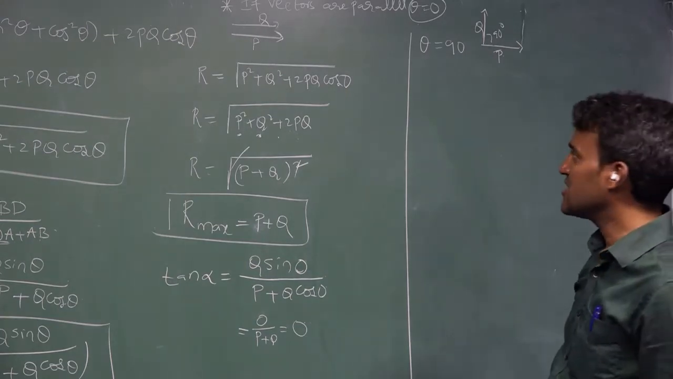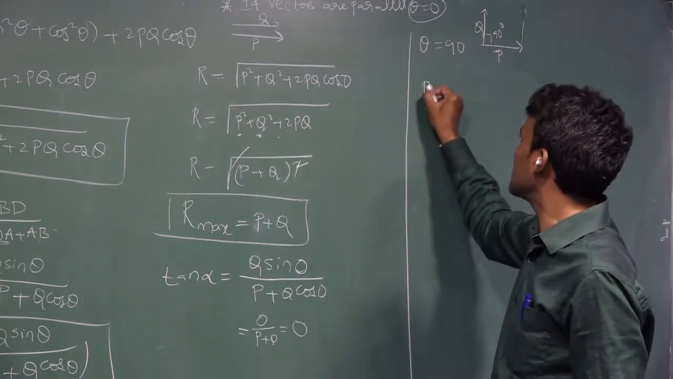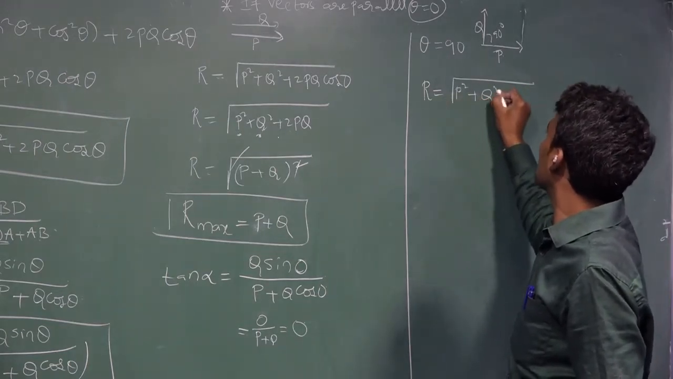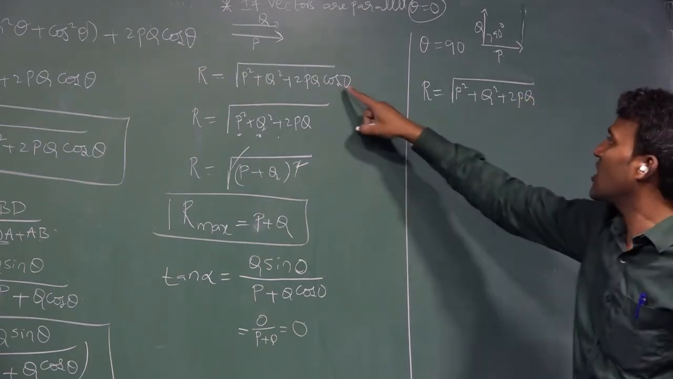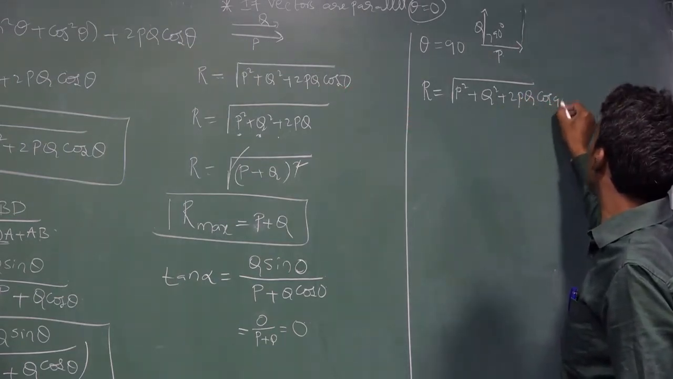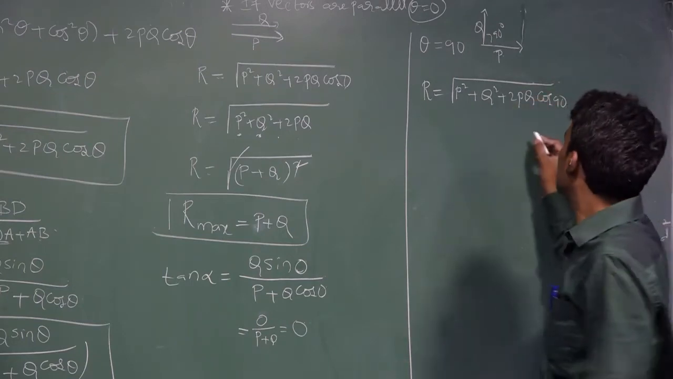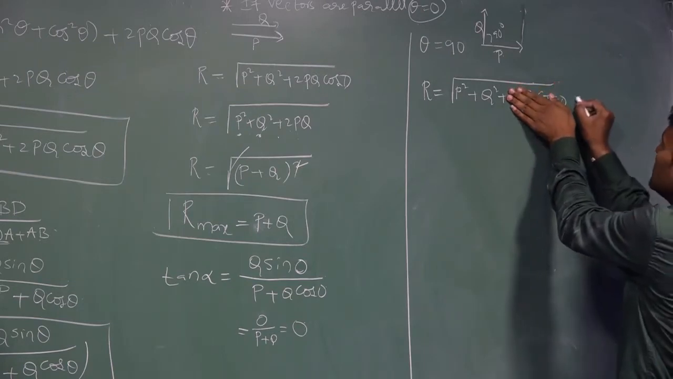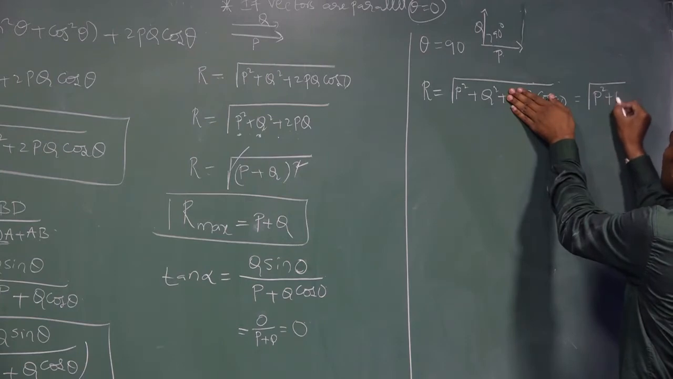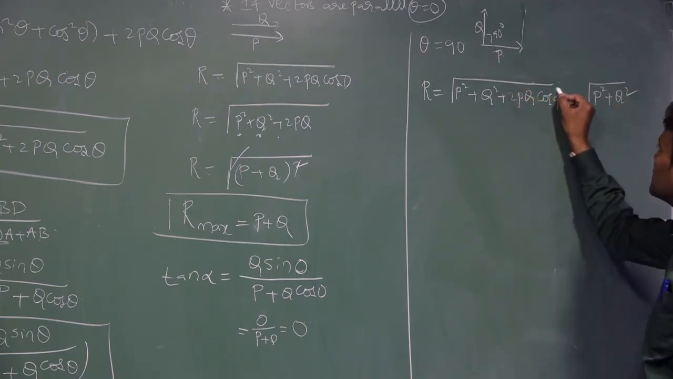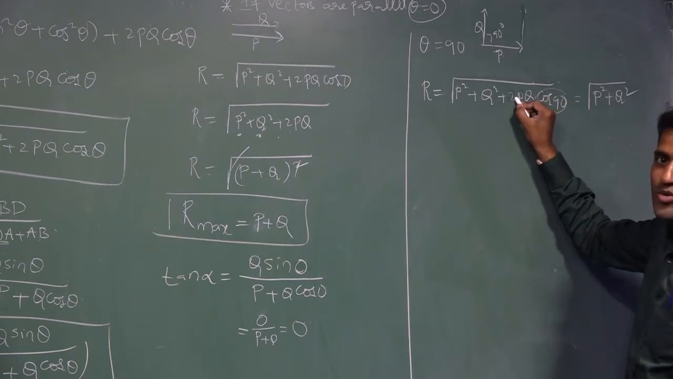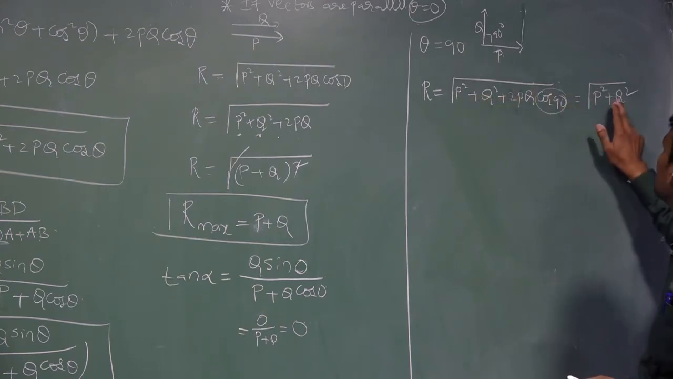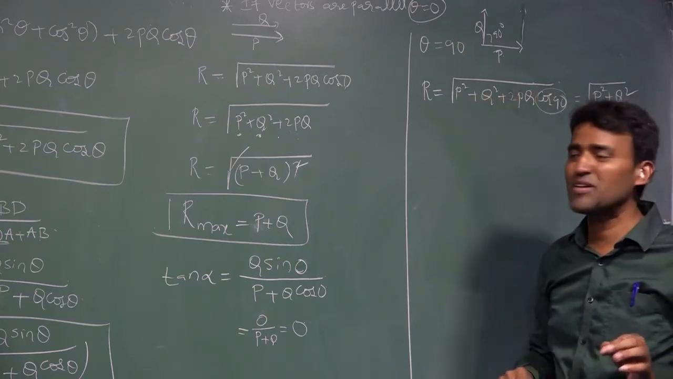At that moment, again the resultant R is equal to under root of P square plus Q square plus 2PQ cos 90. Cos 90 is how much? Cos 90 is 0. So 0 into something is 0, and this whole part becomes 0. That is equal to under root of P square plus Q square, because cos 90 is 0 and 0 into 2PQ is 0. So this part is 0, and the remaining are P square plus Q square. R is equal to under root of P square plus Q square.